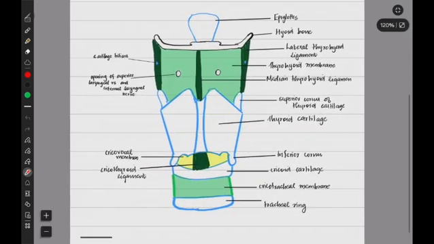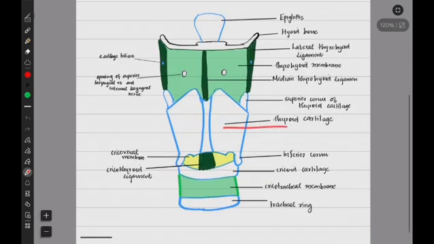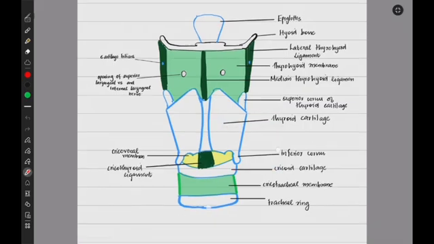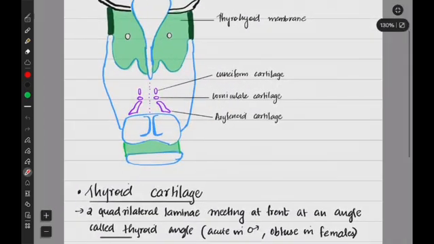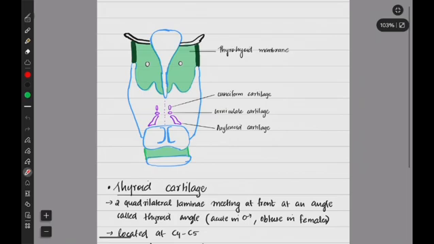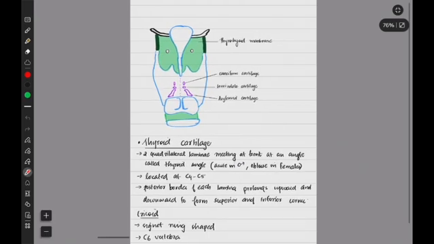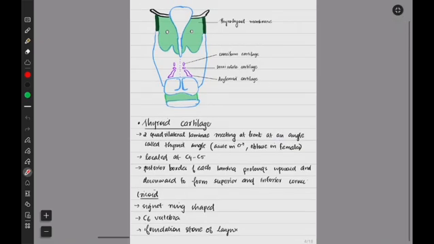So in this figure we can see this is the thyroid cartilage, this is the epiglottis and this is the cricoid cartilage. Okay, and in this figure we can see the arytenoid cartilage, corniculate and cuneiform cartilage. So this is a posterior view of the larynx. In that we can see these arytenoid, corniculate and cuneiform. Then description of the cartilages.